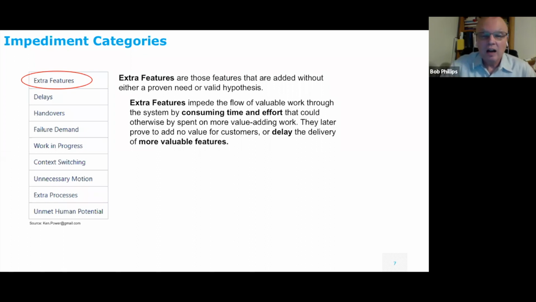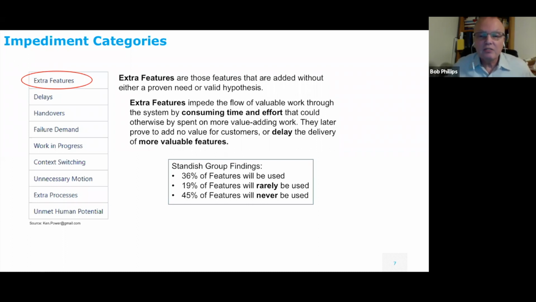And a lot of times, if you look at this data, this is from the Standish Group. When you build an IT system, only 36% of the features will be used. So if you think about it, if you get 100 extra features, only 36 of them are actually going to be used. The remaining 64% will never get used or rarely used. So that's something to really think about. That's why this is listed as an impediment, and it's something to be aware of.